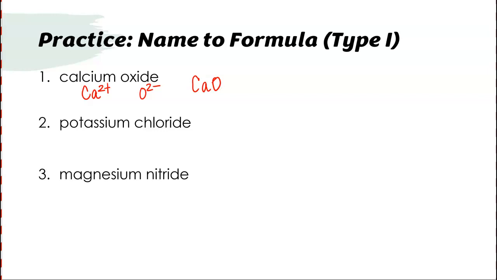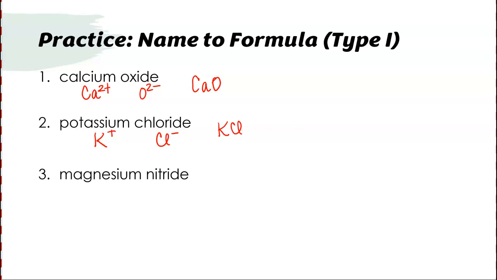And now for potassium chloride, we have a K positive and a Cl negative. And these both have a positive 1 and a negative 1. So then we just simply write KCl.